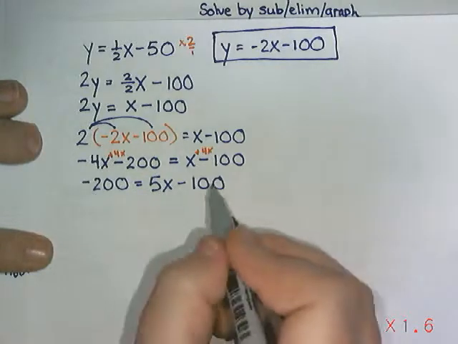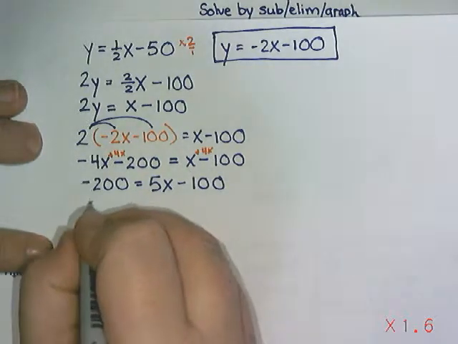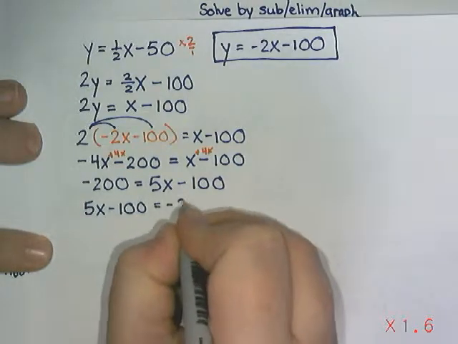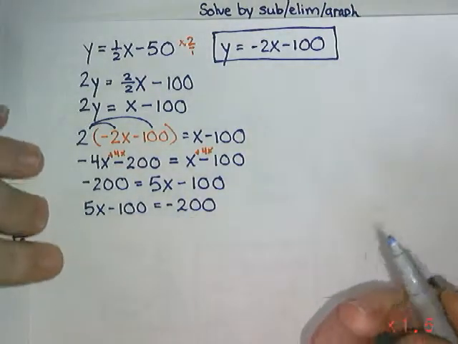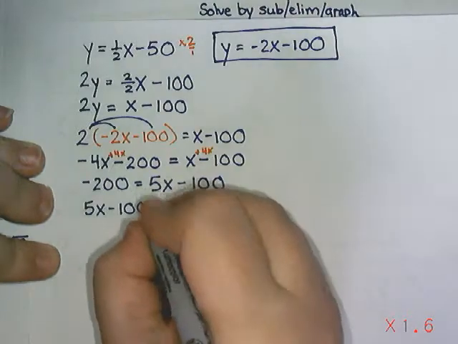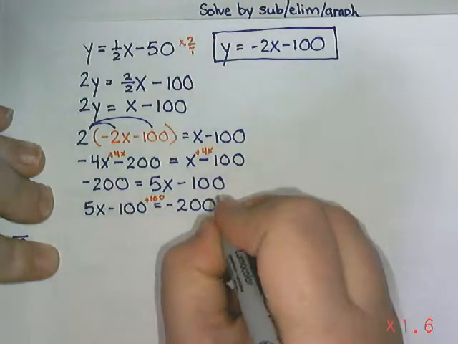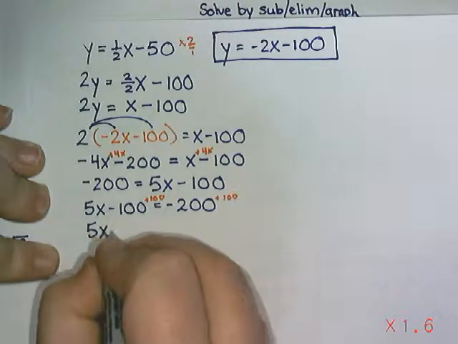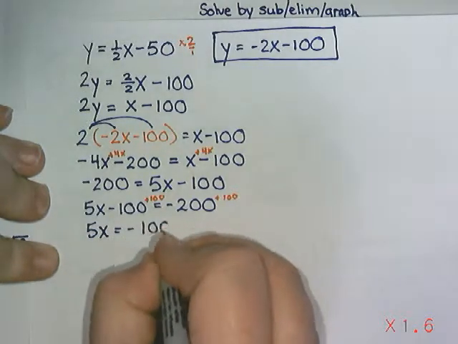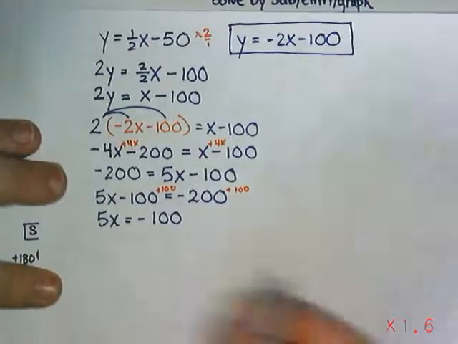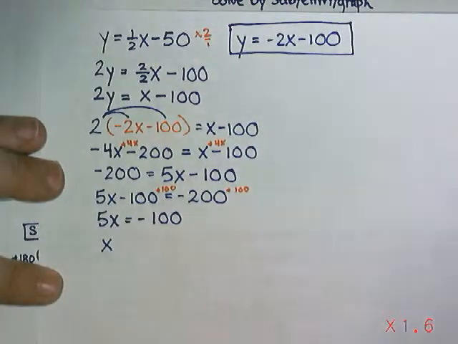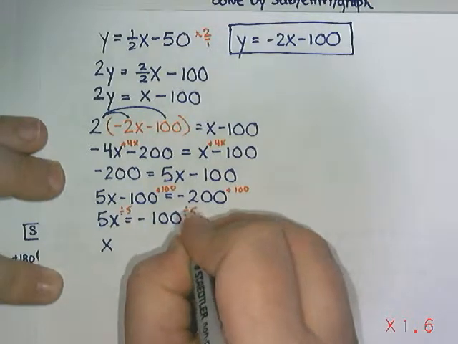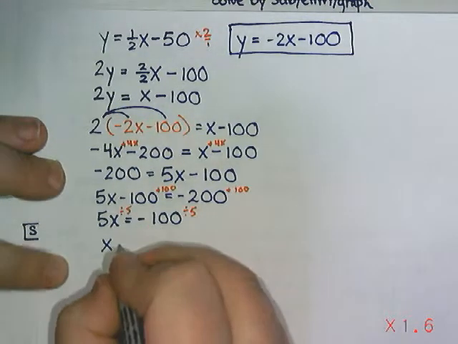If you don't like having the x on the right-hand side, you can flip it over, or leave it the way it was. And then I need to add 100 to both sides. And I get 5x equals -100. And then we would divide by 5. -100 divided by 5 is -20.